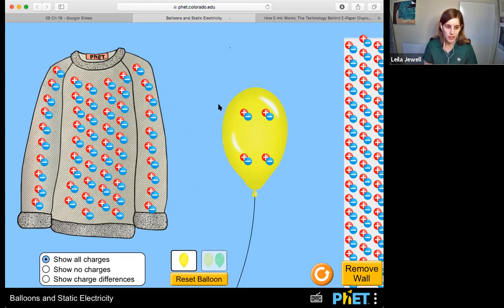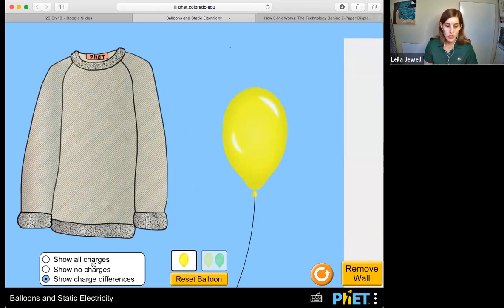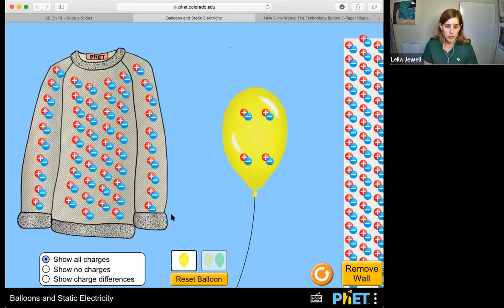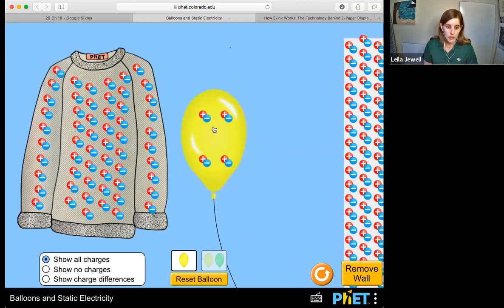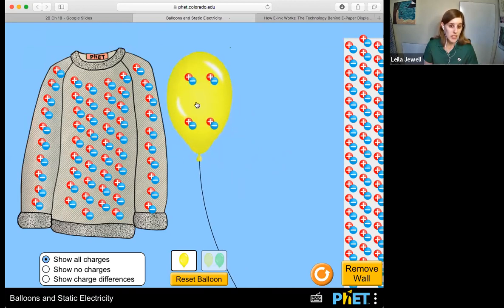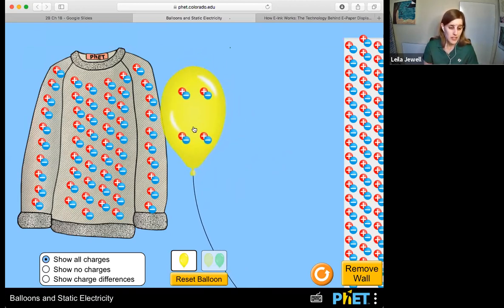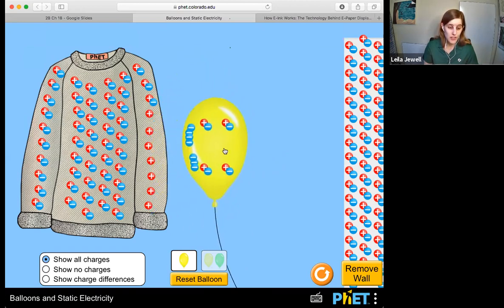And all of them are neutral, right? There's no net charge. If I look at show charge differences, there's no charge there. We'll go back to show all charges. Now, if I bring my balloon close to the sweater without doing anything, it's not immediately attracted. So that's not enough. But if we then start to rub the balloon on the sweater, notice what happened there.